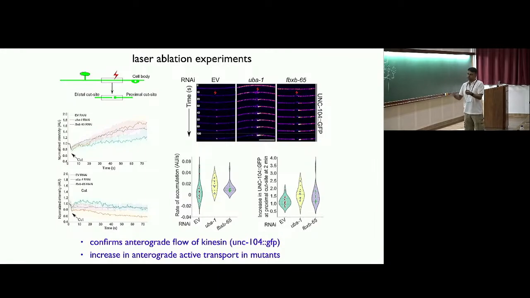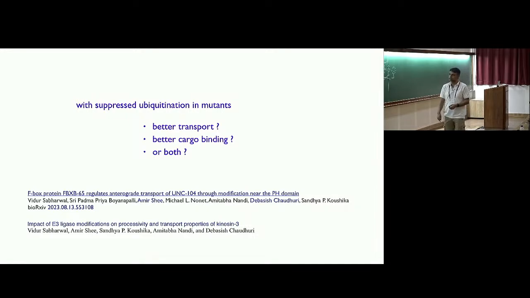This confirms the idea that there is what is called anterograde flow, going from the cell body to the cell terminus, and an increase in anterograde active transport in the mutants. This is the original wild type, and these are the mutants, and you see greater accumulation at that place.